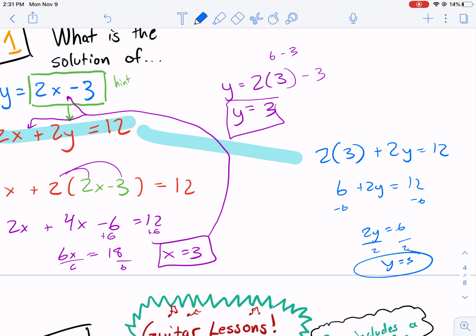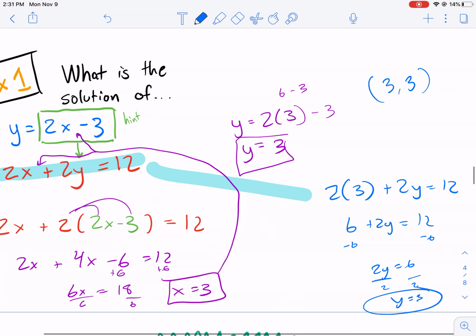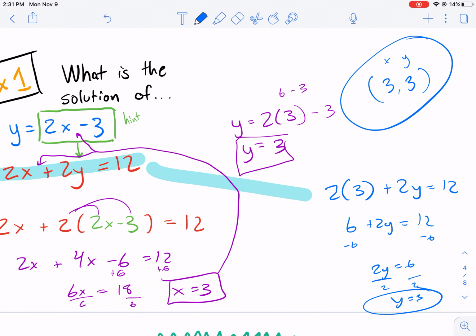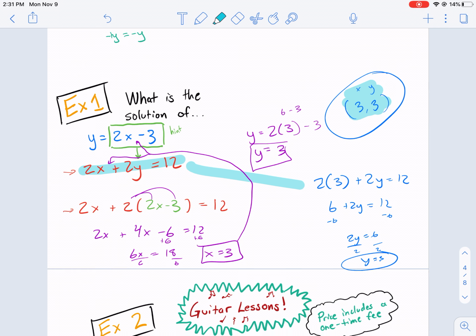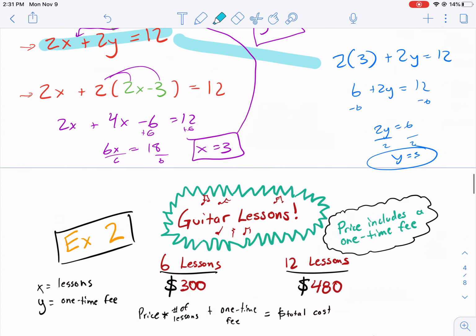Why does it work? Well, because we know there's an intersection, and we write it as an ordered pair with our x and y value. If there's an intersection, that means that if we plug in the value of x into either equation, we're going to get the same y, because that is where they intersect.